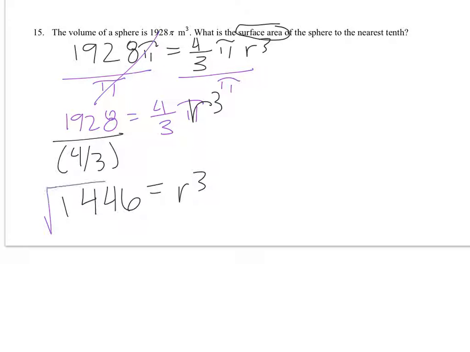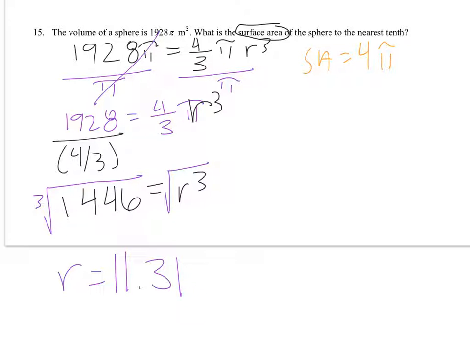You have to take the cubic root. You have to know how to type that into your calculator. I will not be telling you how to type that into your calculator, so if you don't know, make sure you ask me right at the beginning of the class. So r is equal to 11.31.